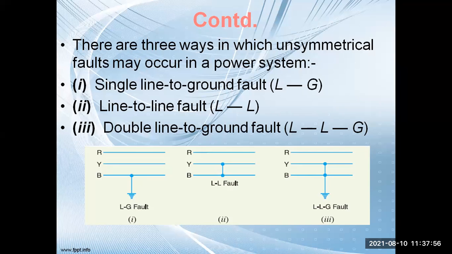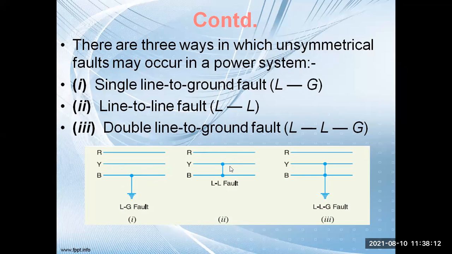First is the single line to ground fault. So for the single line to ground fault, from here you can understand there is R, Y, and B. Three phases are there, and suddenly one phase is grounded. So that is basically a line to ground fault. Then second is the line to line fault between two phases.